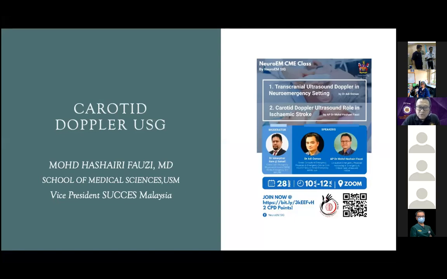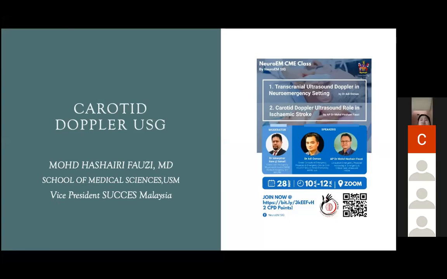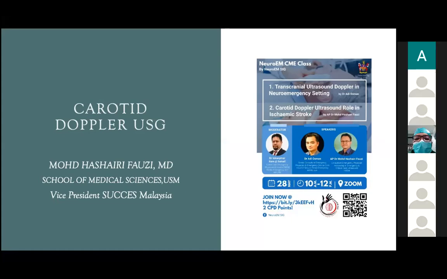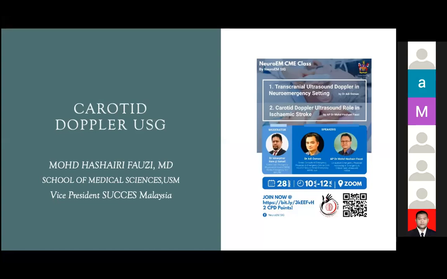When we talk about the carotid Doppler ultrasound, especially in ischemic stroke patients, I think it's a good start for us. Not many people talk about this, especially in the focused ultrasound group, about the topic of carotid Doppler. So I hope we can learn together today, discussing the role of carotid Doppler, especially in ischemic stroke patients.